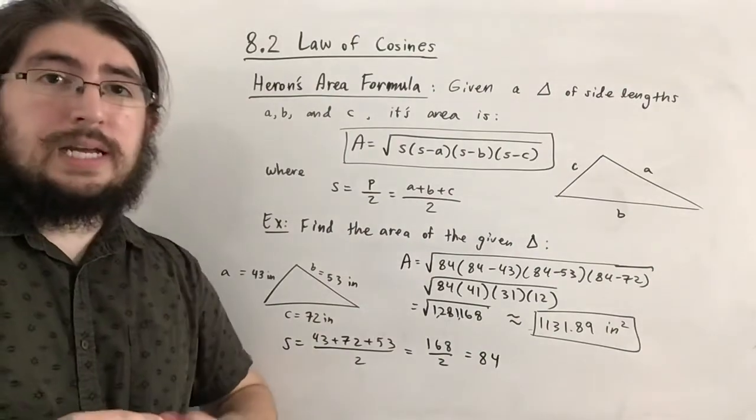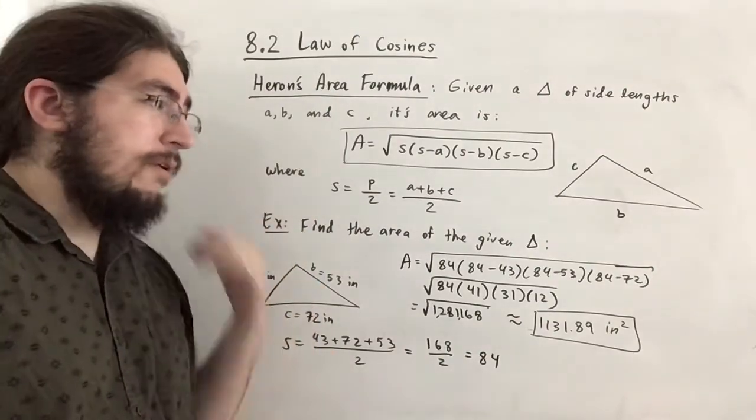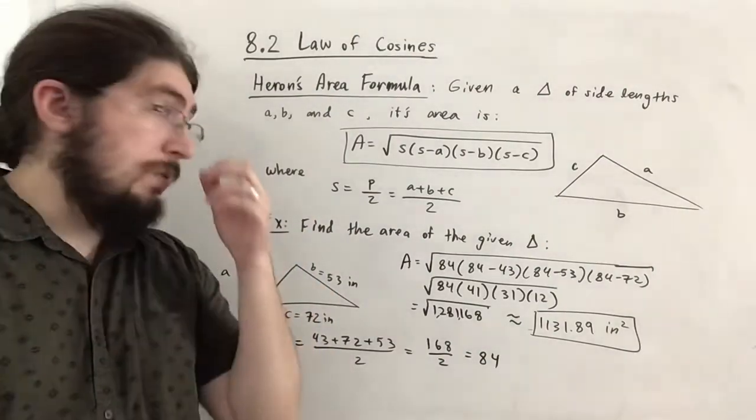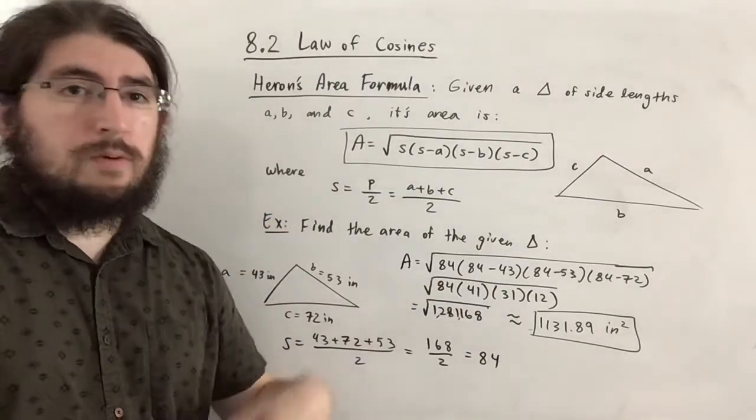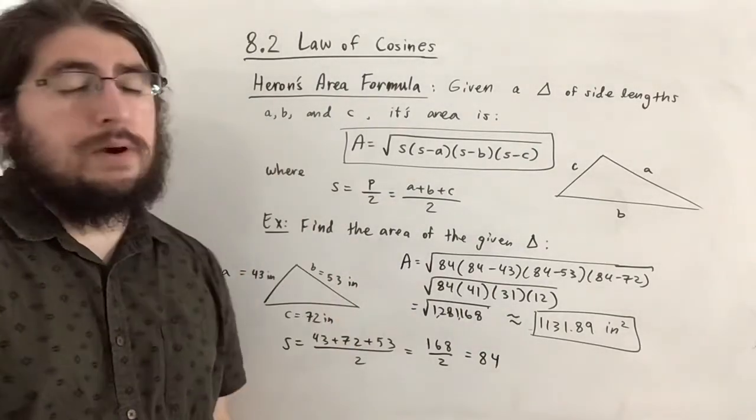So it's pretty amazing, again, that we can actually do this. Find the area of a triangle only given its side lengths, believe it or not. So that's the end for that, and as well for 8.2.